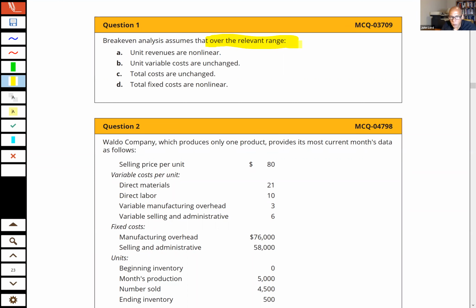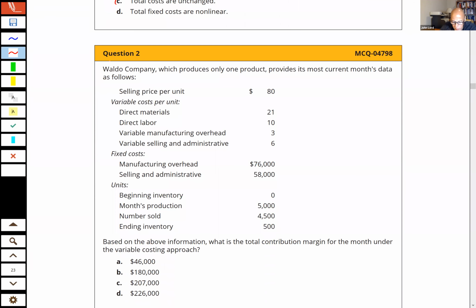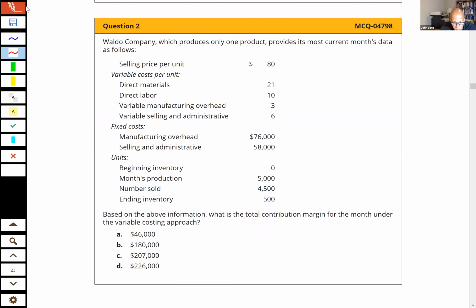Over the relevant range means that I'm not going to have to add another factory building or something. So I'm probably under capacity. Relevant range meaning that I'm not going to have to make a major change, in which case I'll probably start incurring more fixed costs. Total variable costs are going to go up as production increases, but the per unit variable cost stays the same, right? Okay. All right, good. Let's go ahead and take a look at question number 2 here.